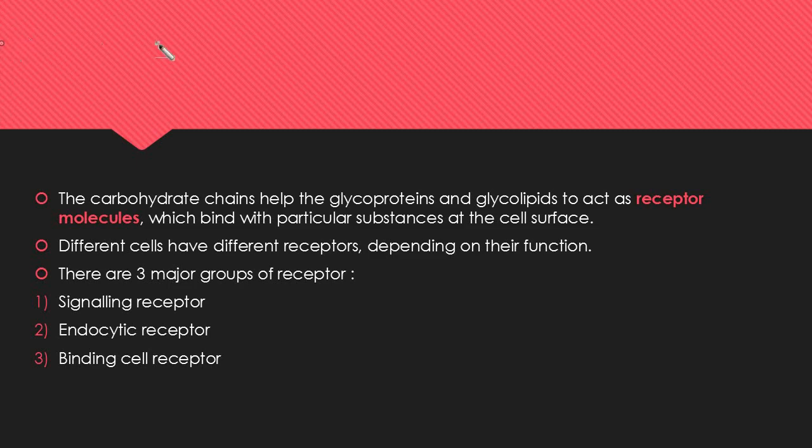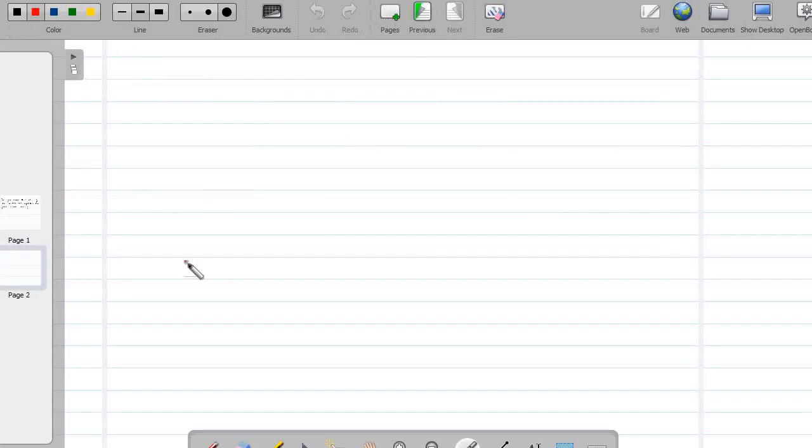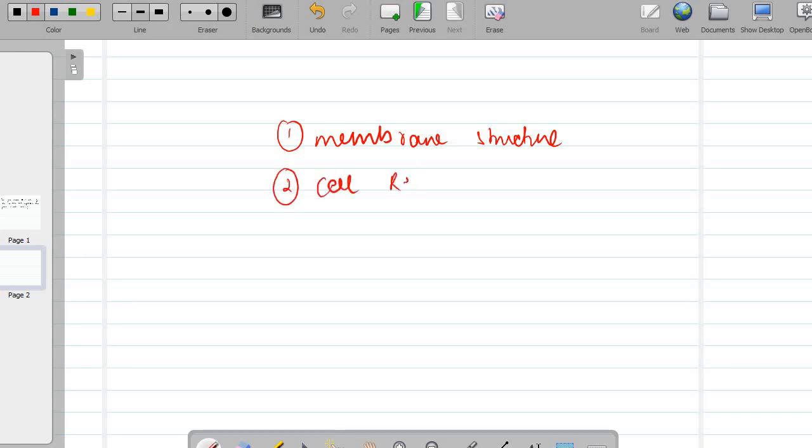The first one was maintaining membrane structure. And the second one is that they are basically the cell receptors. They help in cell signaling and cell recognition, cell communication basically.